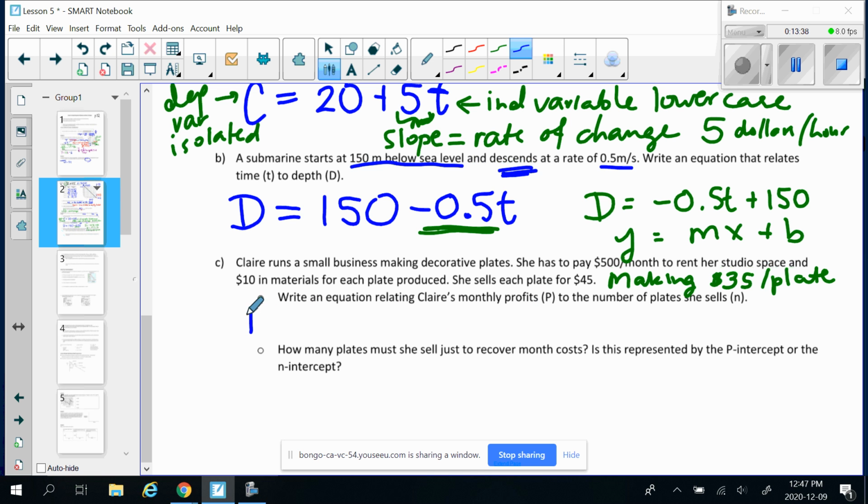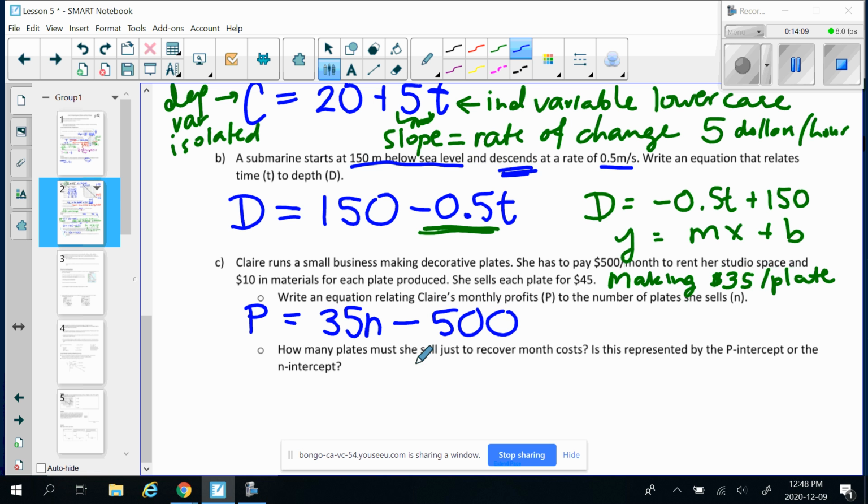So at first, Claire is really excited. Capital P is what we start with. I am going to make $35 per plate that I sell. I've already accounted for the materials. But what have I not accounted for in my profit? She hasn't accounted for the fact that she has to pay her rent, which is $500 per month. So you have to subtract that off your profit, because you're not making profits on your rent.